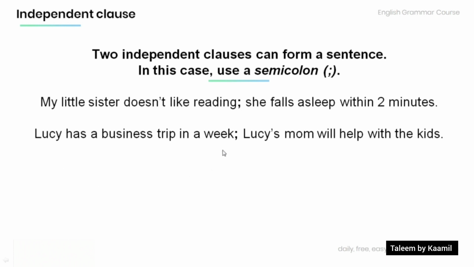Lucy has a business trip in a week. Lucy's mom will help with the kids. Again, two independent clauses connected with a semicolon.